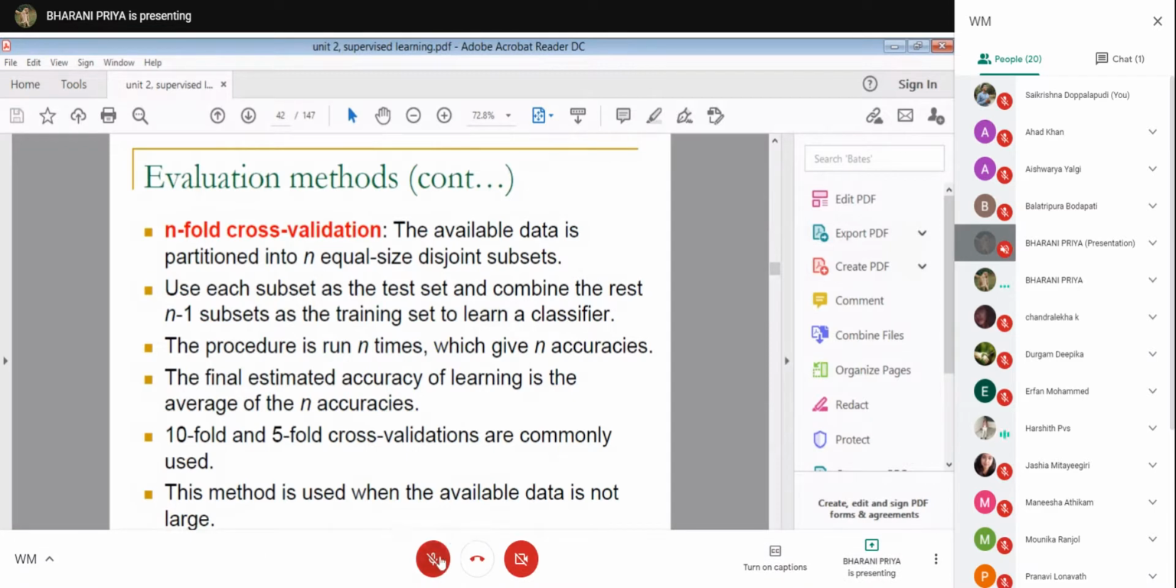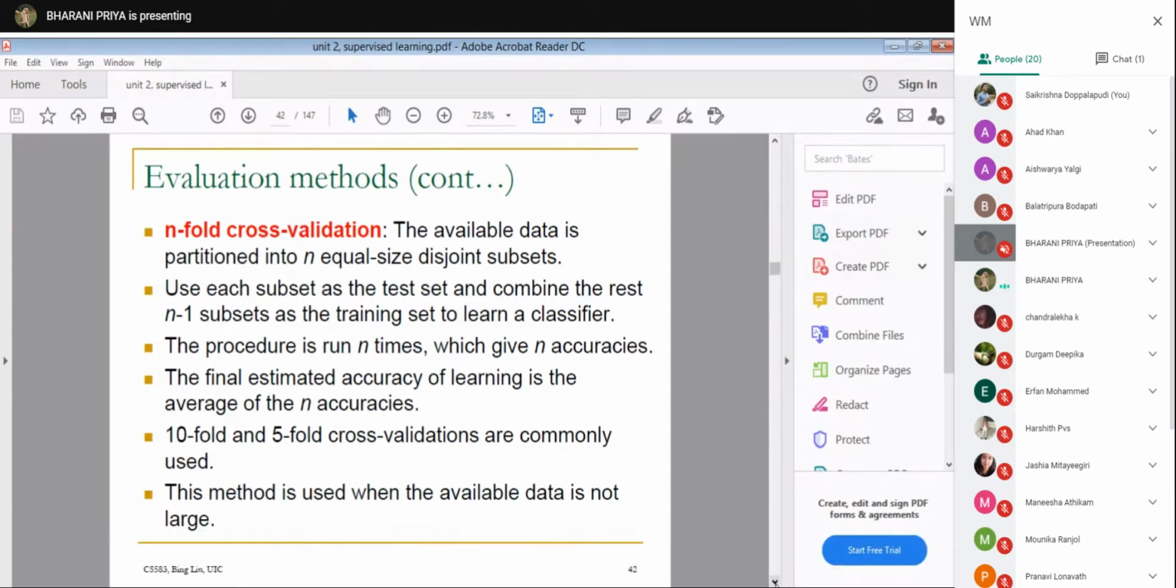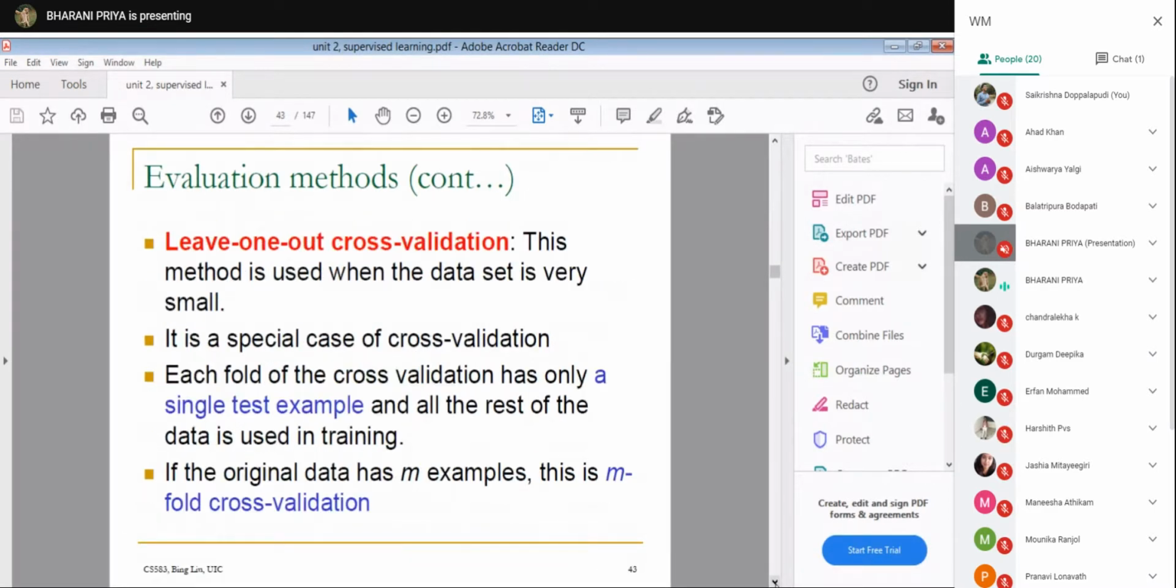Shall I proceed? Yes, ma'am. Leave-one-out cross validation. This type of validation is used when the data is very, very small. It is a special type of cross validation wherein there is only a single test example.